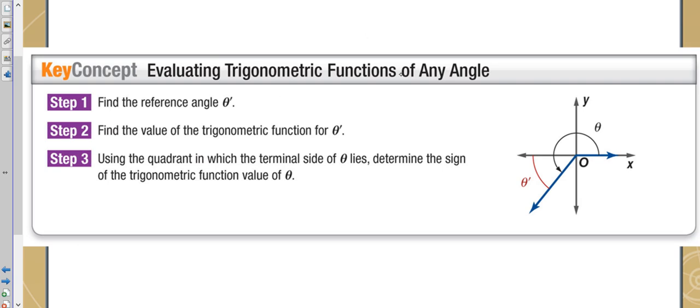All right, let's talk about why we use this. If we need to evaluate a trigonometric function, we can always use the reference angle and get the same value. From there, we just have to determine if it's positive or negative. So again, in class, you're going to learn some tricks.